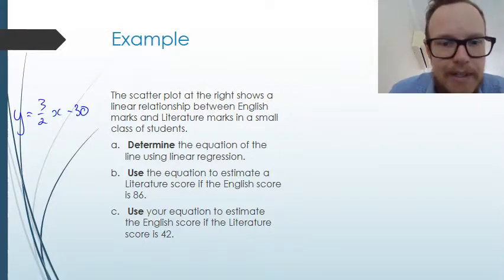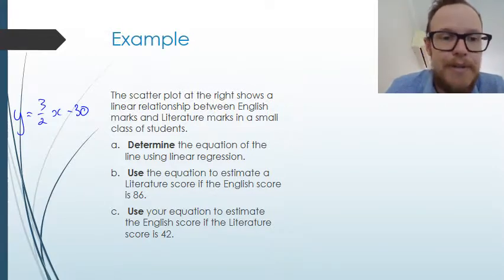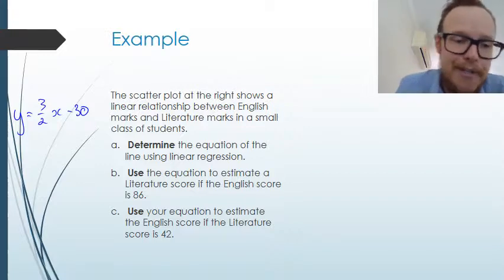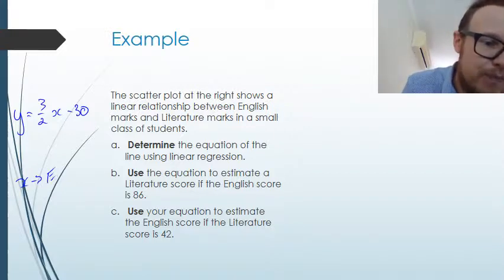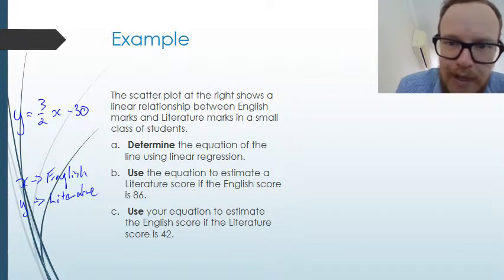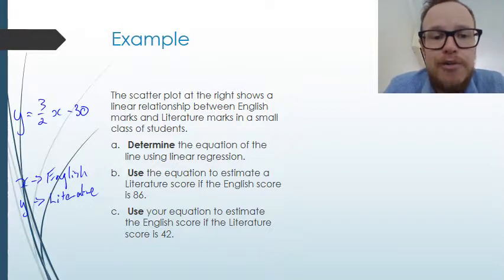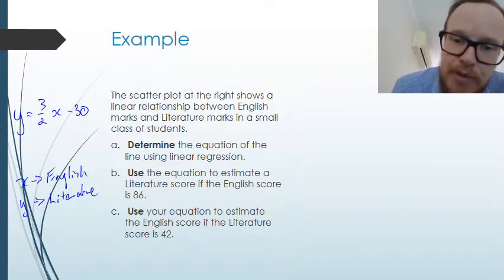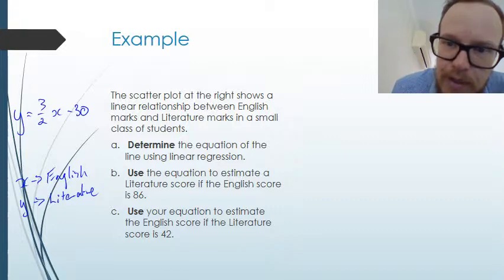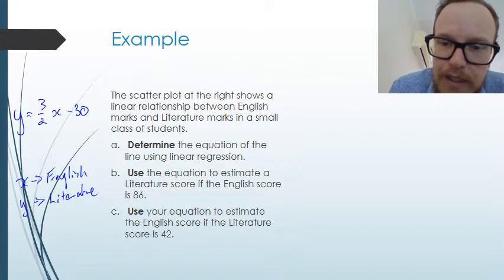So now we're being asked to use the equation to estimate a literature score if the English score is 86. So the English score was on our x-axis, so x is our English mark and y was our literature mark. So we know our formula, y equals 3 over 2x minus 30. The English score is 86, that means our x value is 86, so we can substitute that in. y equals 3 on 2 multiplied by 86 minus 30. So if we plug that into our calculator, we get that our literature score is 99.